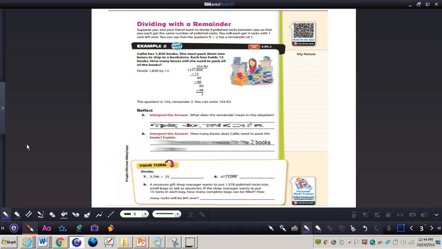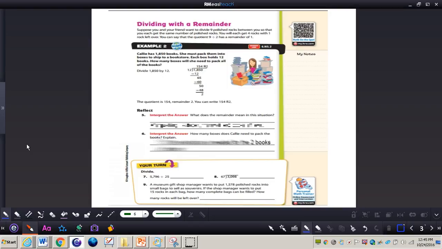So sometimes when you divide, you have exact answers for your quotient. Sometimes when you divide, you have what's called a remainder, and that's what's left over after you divide. So it says dividing with a remainder at the top of page 109. You'll need to turn there if you have not already. So suppose you and your friend want to divide 9 polished rocks between you so that each of you gets the same number of polished rocks. You will each get 4 rocks with 1 rock left over. You can say that the quotient 9 divided by 2 has a remainder of 1.